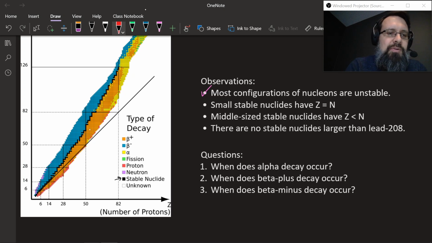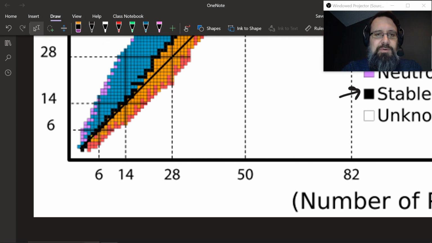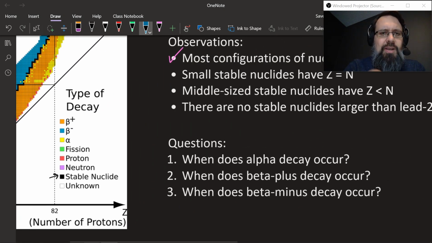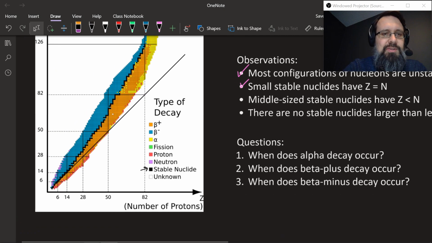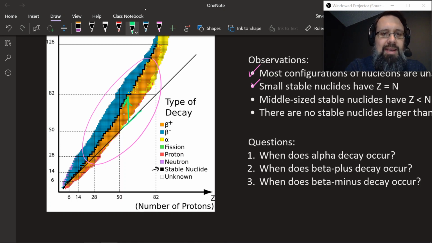Now, if you look down at the small nuclides, down here, you'll notice that the stable ones tend to have the same number of protons, Z, and the same number of neutrons, N. The stable ones in here all fall along this same line, which is the line of protons equals neutrons. If we look at the middle-sized nuclides, those in this region here, you'll notice that they always fall above that line of Z equals N. So this line is Z equals N, proton number equals neutron number. The middle-sized nuclides all fall above that line, which means that they have extra neutrons.